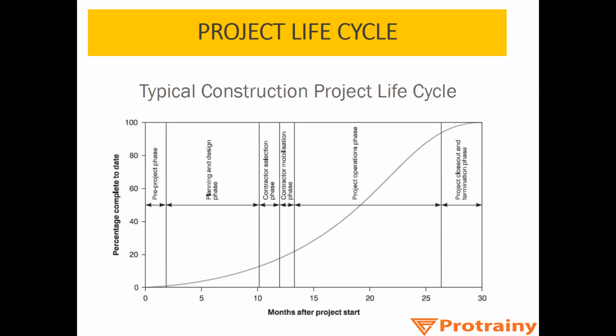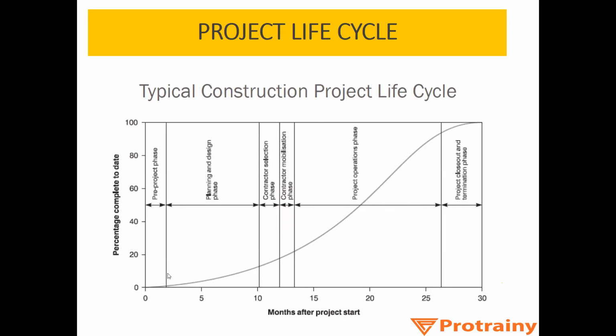So in a construction project, the life cycle of a project is divided into 6 phases. First is the pre-project phase. Second is the planning and design phase. Third is the contractor selection phase. Fourth is the contractor mobilization phase. Fifth is the bigger one, the project operation phase, when the actual construction goes on. And then the project closeout and termination phase, when you complete the project and you leave the site. So these are the 6 phases of the construction life cycle, and construction management is involved in every aspect of the life cycle of the project. That's why we are discussing this construction life cycle in detail.